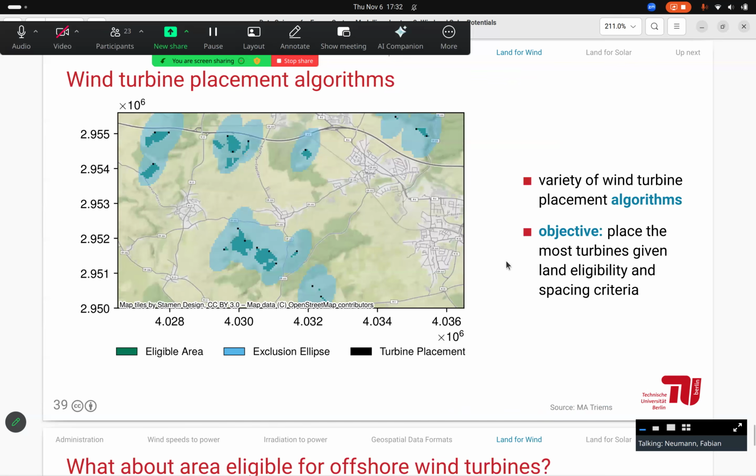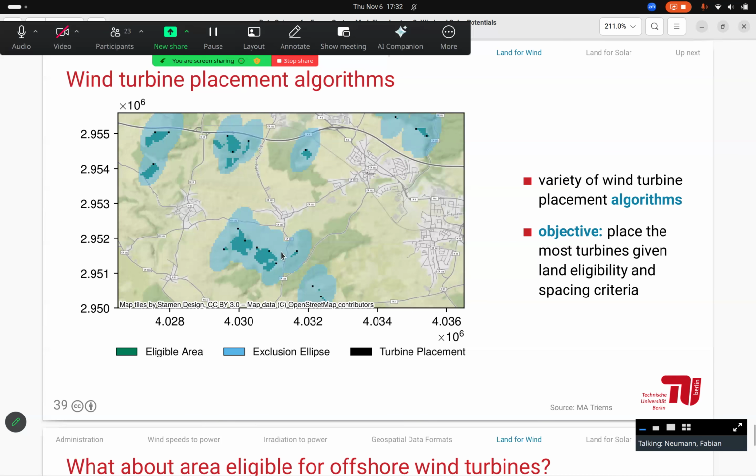So we would look at the eligible areas, so everything that is bluish or blue-greenish here would be the eligible area, and we would maybe start from the top left and place our first wind turbine there, and then look at, okay, how many more wind turbines can we fit into this block? And then we go step by step to the next cells where we can place the wind turbines.